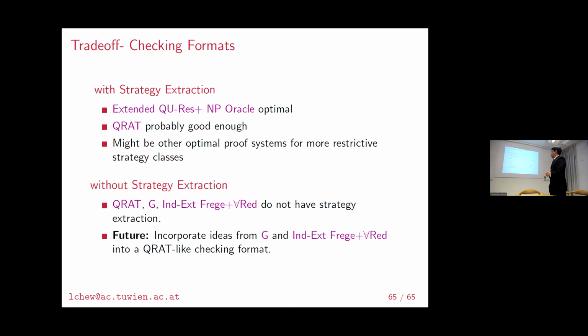So in the future, what we'd like to do is incorporate ideas maybe from G or from this independent extension rule in order to get something like a QRAT-like checking format, or maybe generalize to PR or other forms of these redundancy-based proof systems. That's my final slide. Thank you very much for listening.